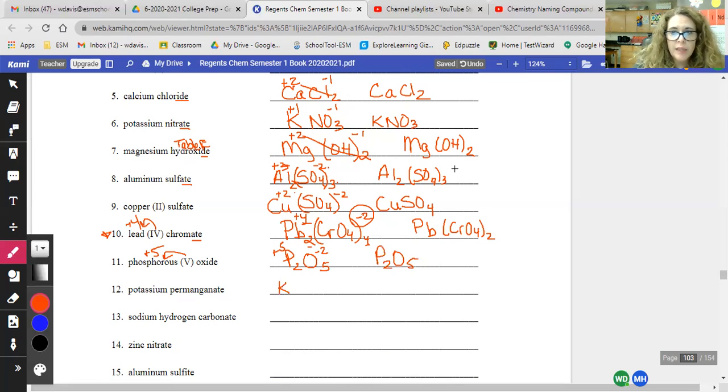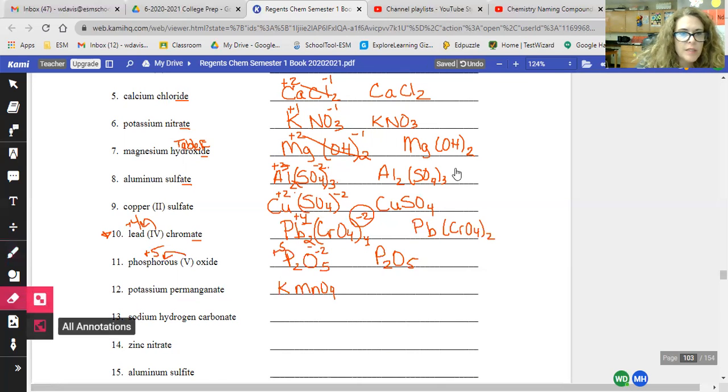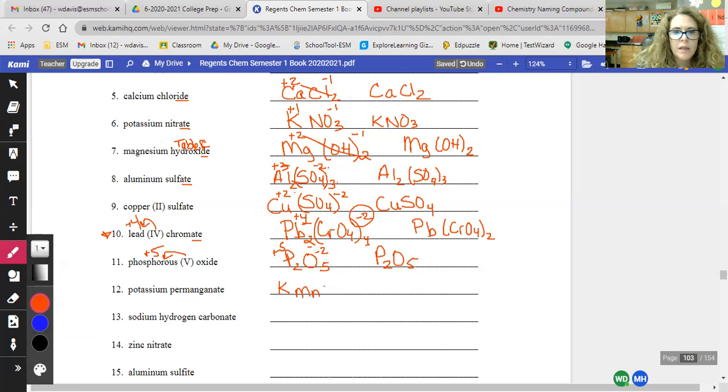Now potassium permanganate, K for potassium. And now I'm going to go to table E, and I'm going to find my permanganate, which is the MnO4. Now charges. It's MnO4 and +1 from the periodic table. And then the permanganate is -1 from table E. So I only need 1 potassium and 1 permanganate. So that's just KMnO4.